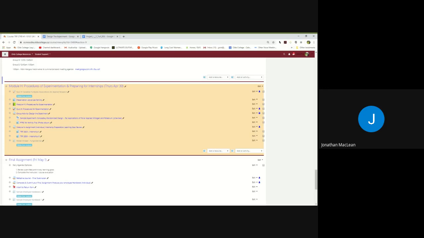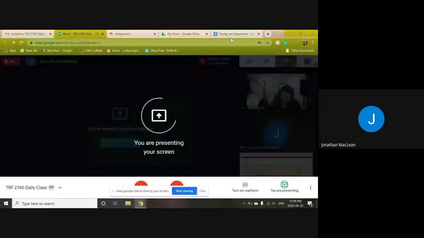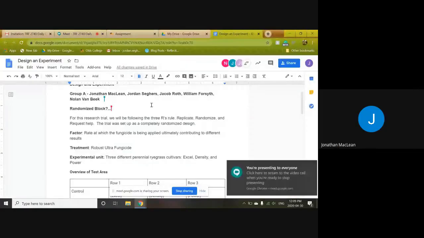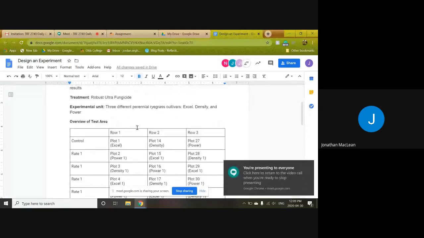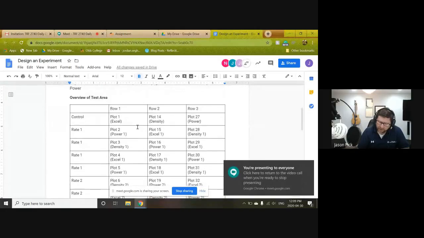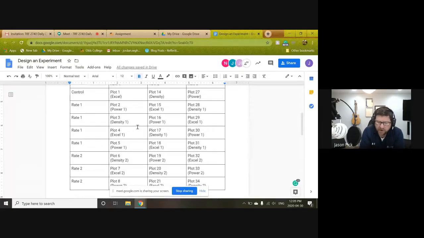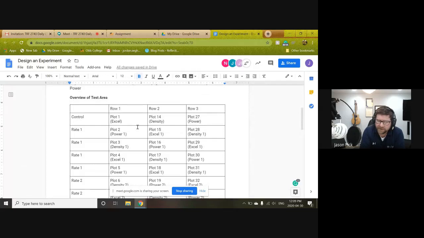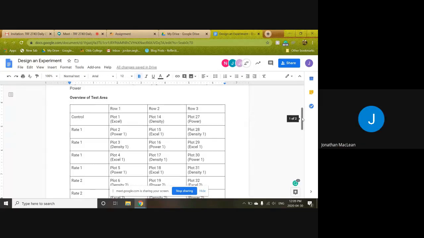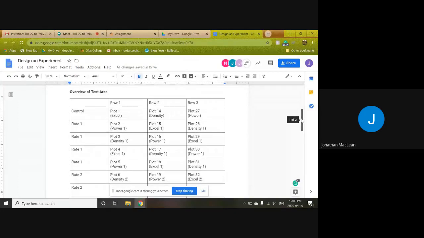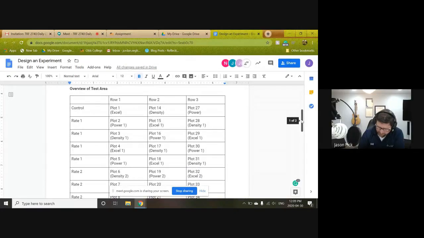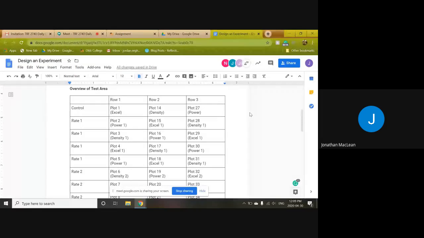I know it says here to talk about the factor, the treatment, and the experimental unit. So the factor, I believe, would be the rate at which the fungicide is being applied. Yep. And that would contribute to different results. And there's a second factor in there, but you could call them our experimental units as well. What would they be? The experimental units would be the different cultivars of the perennial ryegrass, Excel, Dynasty, and Power. Excellent. And then your treatment would be the fungicide, the Robust Ultra. Yep.